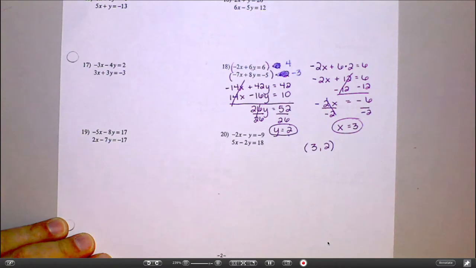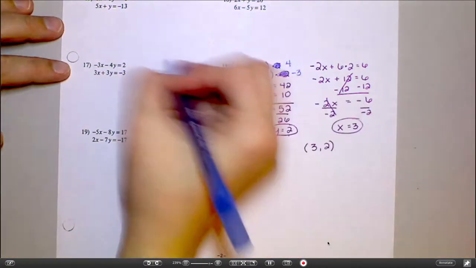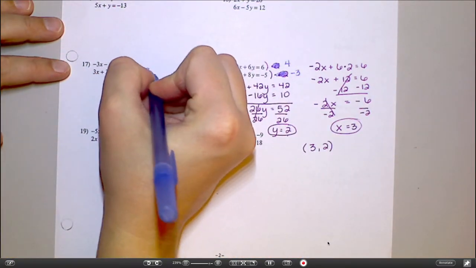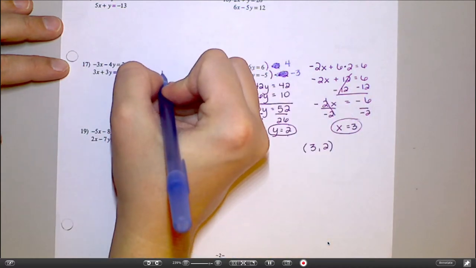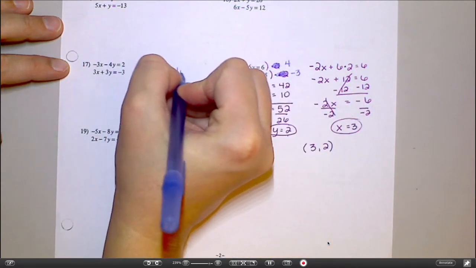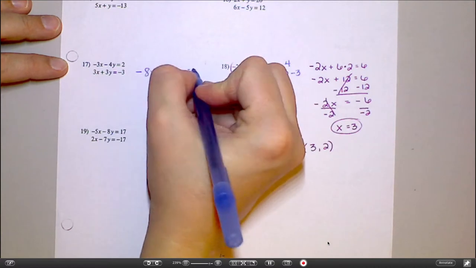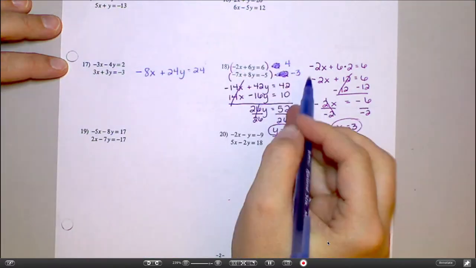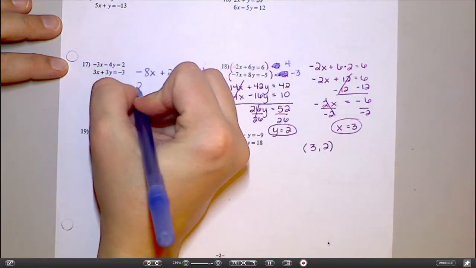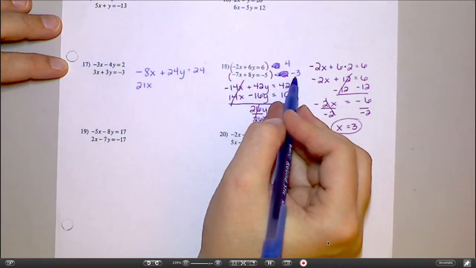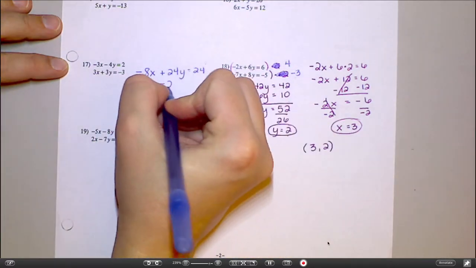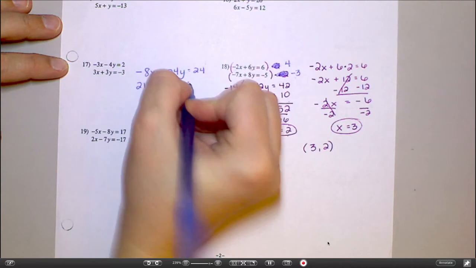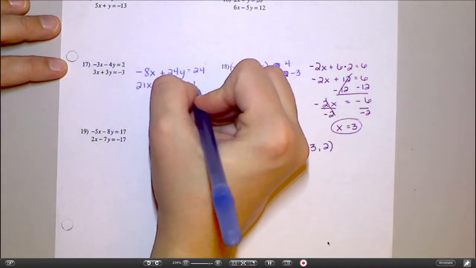Yep. Okay, so that would give us negative 8x plus 24y equals 24. And this would be positive 21x. Negative 3 times 8 is negative 24y. And negative 3 times negative 5 is positive 15.